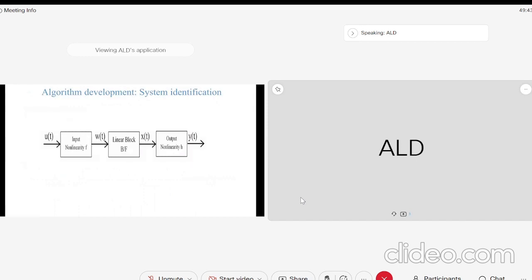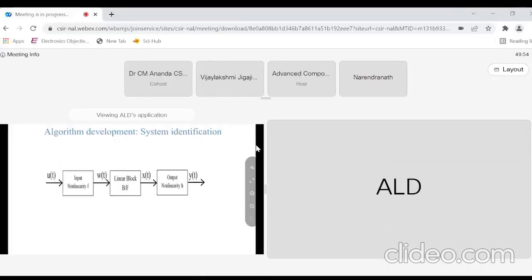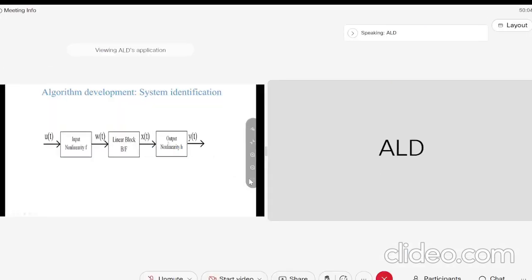Algorithm development based on system identification. System identification is just like the transfer functions method. Here we can see u(t) is the input of the system. Then the input non-linearity, with output w(t). Then the linear block is there, with output x(t), and then the output non-linearity. When the input non-linearity is not present, that is the Wiener system, and when the output non-linearity is not there, we can say that is the Hammerstein system.